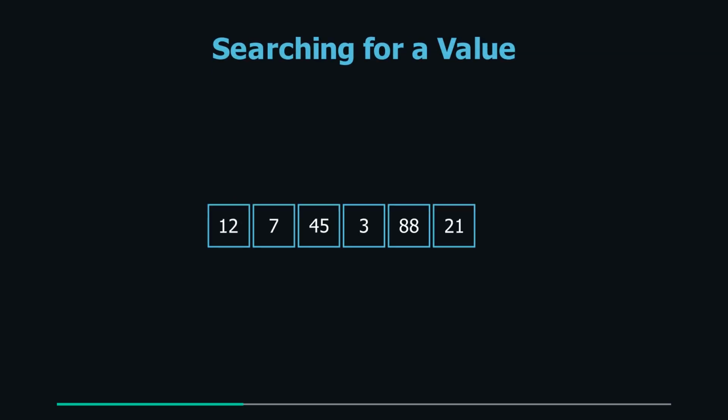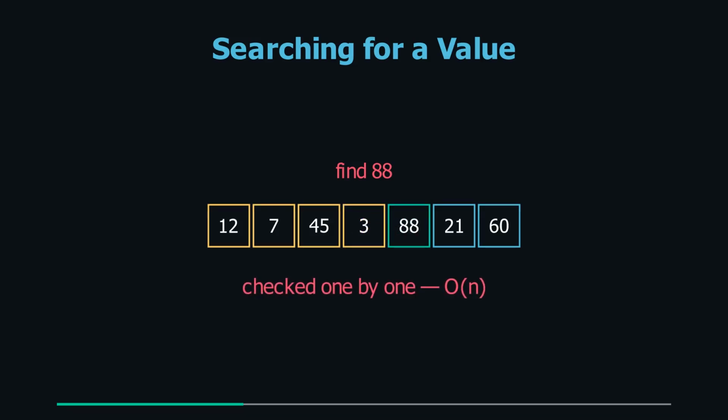But if you don't know the index, and you're just looking for a value, the computer has no shortcut. It has to check elements one by one. That's O(n), linear time.